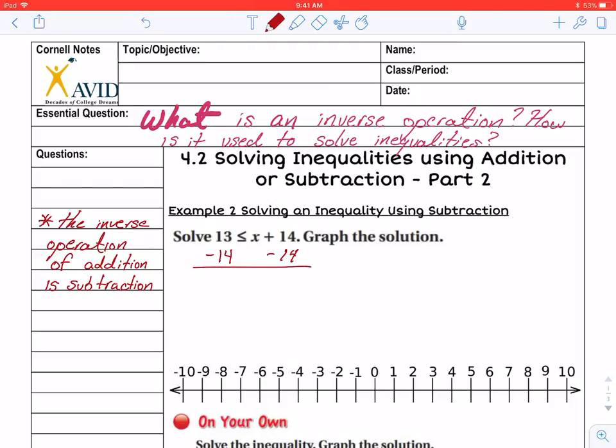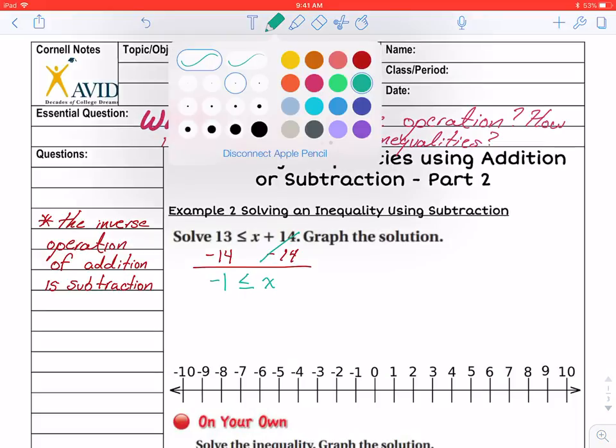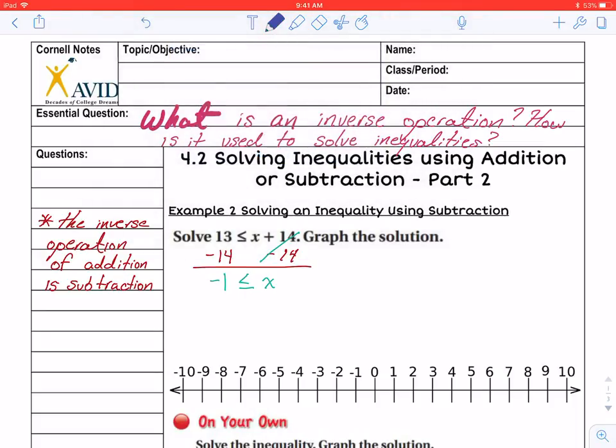And when I do that to both sides, I'm going to end up with a new inequality that looks something like this. The sign is going to stay the same. On the left side, I have 13 minus 14 now. 13 minus 14 gives me negative 1. And then on my right side, I have x plus 14 minus 14, and that plus 14 and minus 14 are going to cancel out and leave you with just x. So we just solved for x, and we would read this as, I'm going to write this over here, I want you to write it as well.